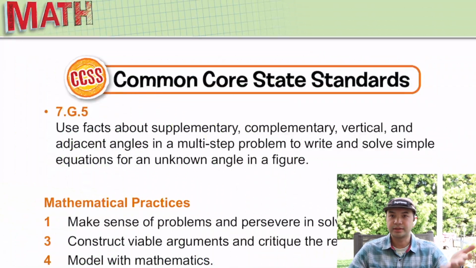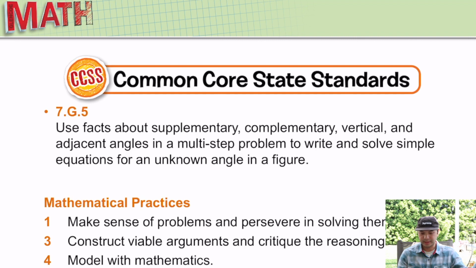I'm going to start off with the standards. You can read through them, but basically we're going to use facts about supplementary, complementary, vertical, and adjacent angles in a multi-step problem to write and solve simple equations for an unknown angle in a figure. What does all that mean? You'll see there are a lot of uses for it in the practical world, but for what we're doing, I'll just show you like one or two examples.